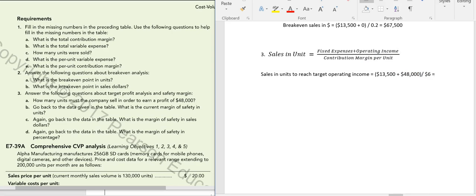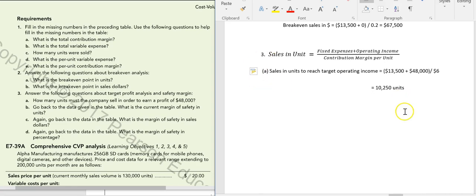Now let's do the maths. So your top part is 13,500, I'm using my calculator, plus $48,000 divided by 6. That actually gives me the number of units, which is 10,250 units. That means if the company sells 10,250 units, they can earn this $48,000 operating income. And that was our requirement A. Good.